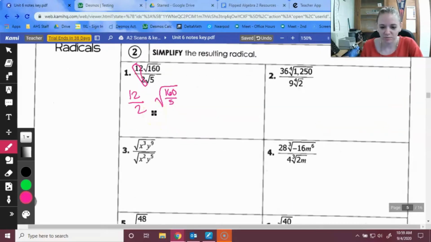So these will be pretty self-explanatory, but again, breaking it into two parts is helpful. So 12 divided by 2 will give you your 6. And then do this part. So in your calculator, 160 divided by 5 is 32. So that means I have radical 32. And you're like, yay, I'm done. Ooh. Look at that number.